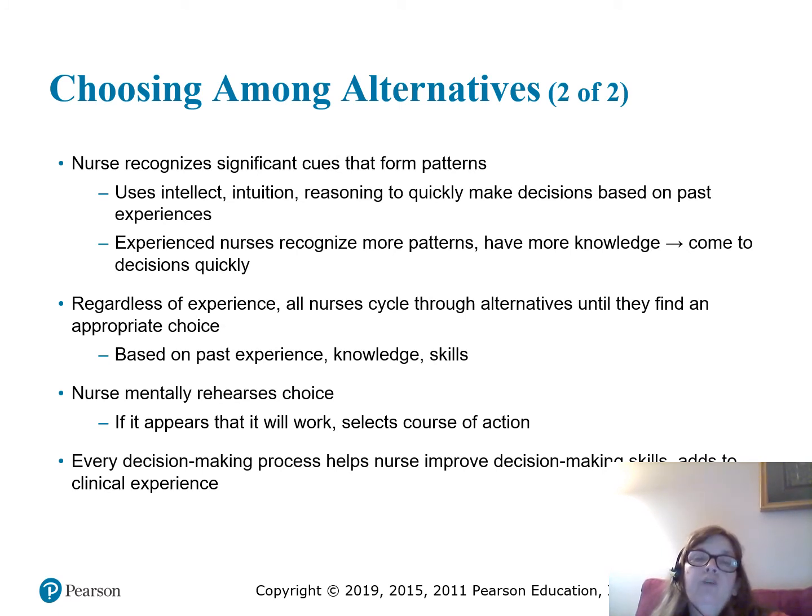We want to watch our patients for cues that form patterns. So I'm not going to read all this to you, but you're looking for cues from your patient, and it's going to help you to prioritize. Is it a breathing issue? Is it a cardiac issue? Is it pain? Where's my issue? And then regardless of your experience, all nurses cycle through alternatives until they find one that's the best choice. And sometimes, if there's time, you want to kind of rehearse that choice, rehearse that decision.